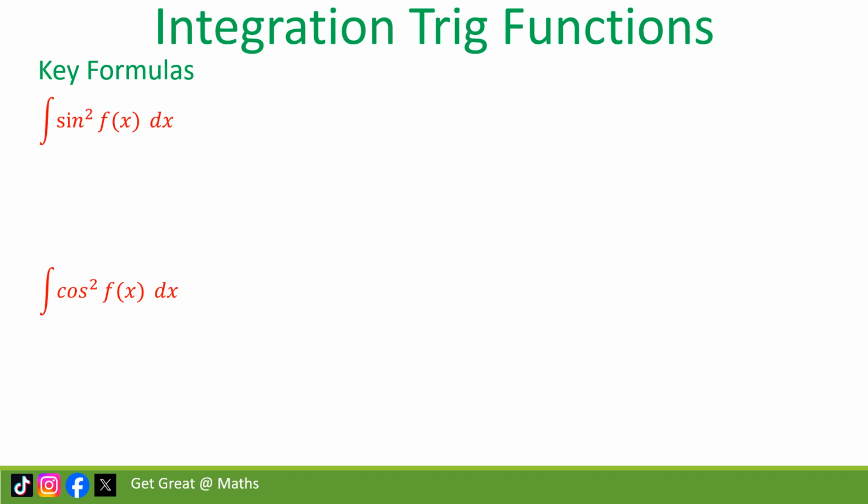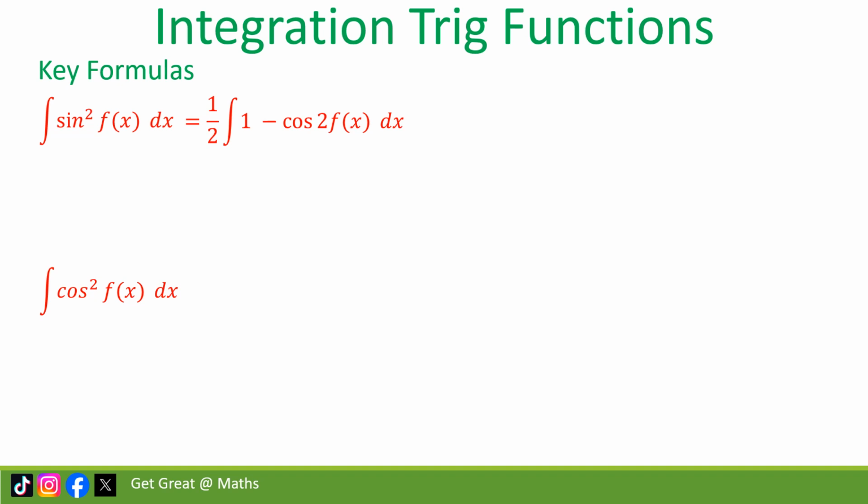So the double angle formula for sine squared of f of x is the same as a half of 1 minus cos 2 of f of x dx. I have generalized it in terms of f of x for you. Once you've written it in this form, you will now be able to integrate the functions. Now you do need to make sure that you know how to write it in this form here.